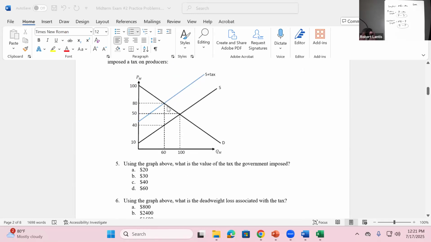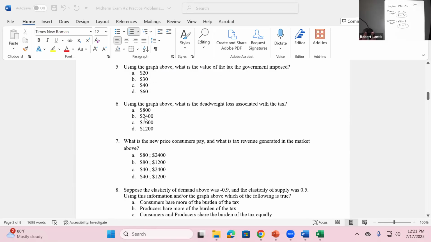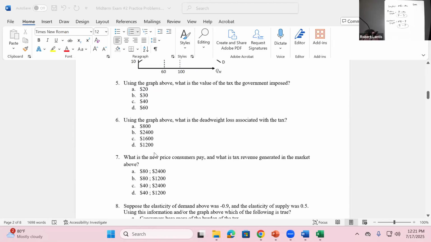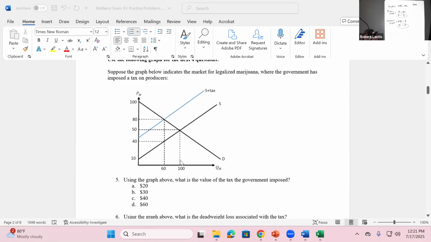What is the tax revenue generated? Well, once I identify the value of that tax, which will always be the difference between the supply curve and the supply curve plus the tax, I also have the quantity sold after the tax is now only 60. Well, if there's 60 units being sold, every unit has a $40 tax. 60 times 40 should give me that tax revenue of 2,400. I don't multiply it by half because notice the visual, this is not a downward sloping supply or demand curve. It's just a rectangle, so I don't multiply that by half. Okay. Any questions over anything there?